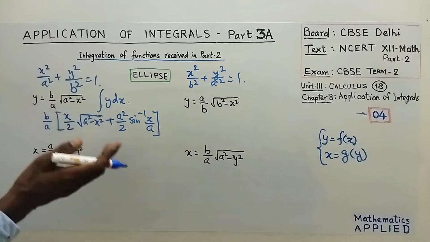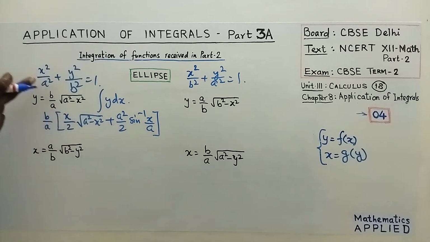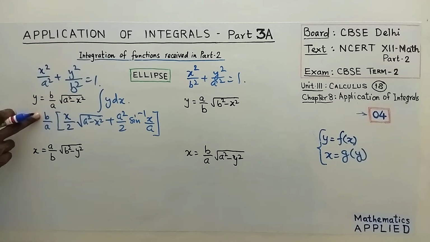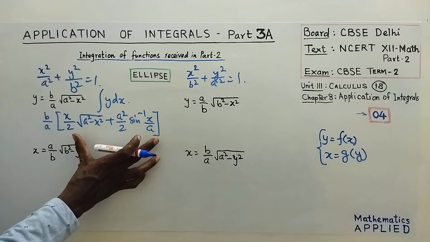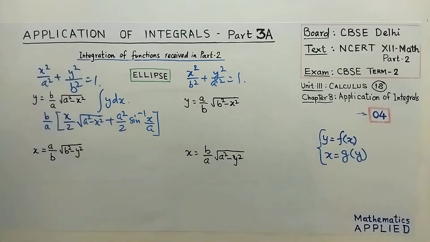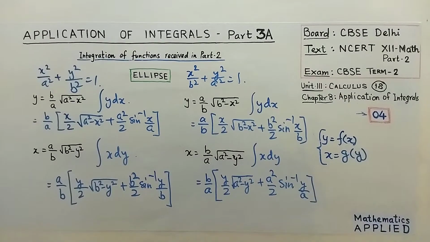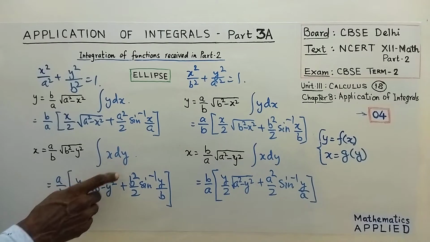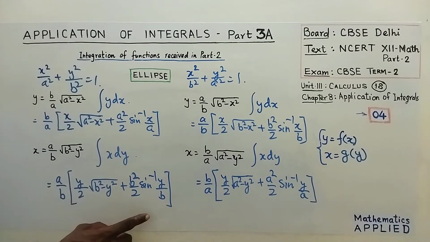Now see, there is not much difference between the circle and the ellipse. Obviously there is a difference between the equations, but when you integrate, b by a is the only thing that comes out, and the rest of it is the same as for the circle, x square plus y square equals a square. Similarly, we get the following. For x equals a by b root over b square minus y square, x dy, this is what you will do, and you get the result.